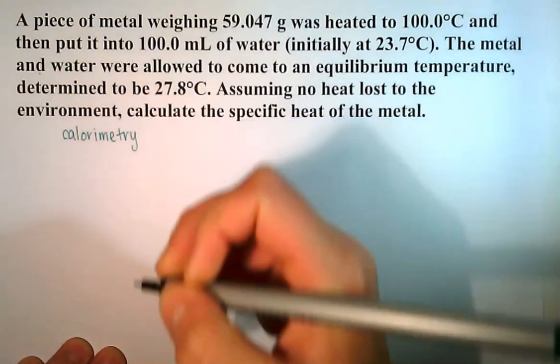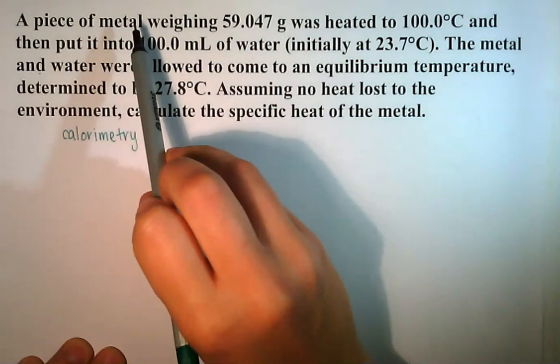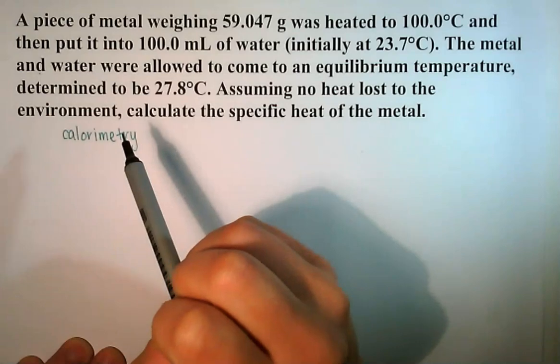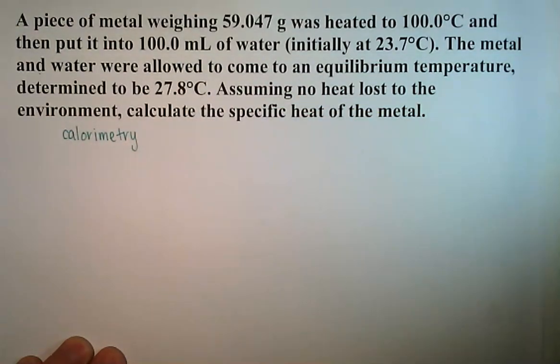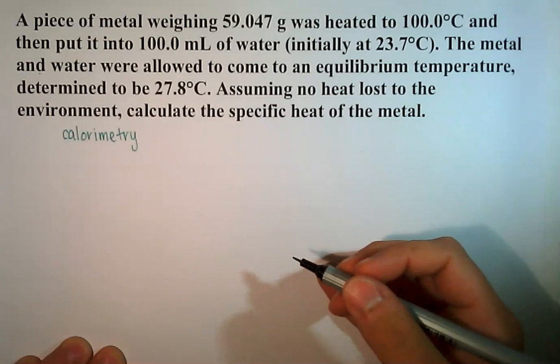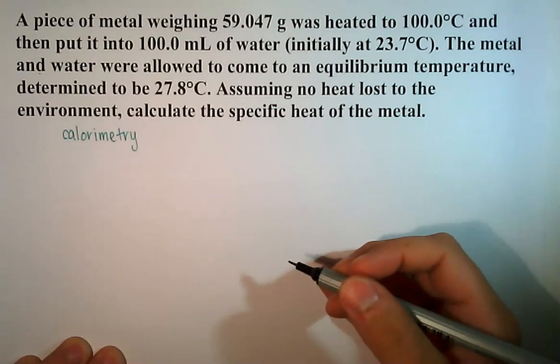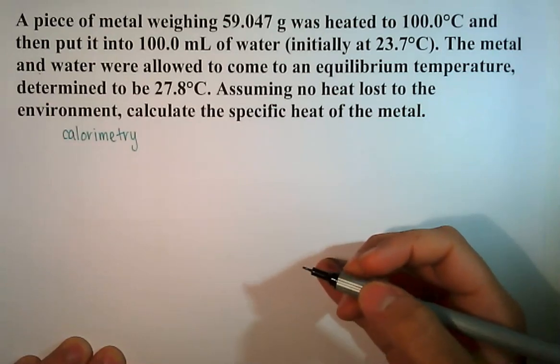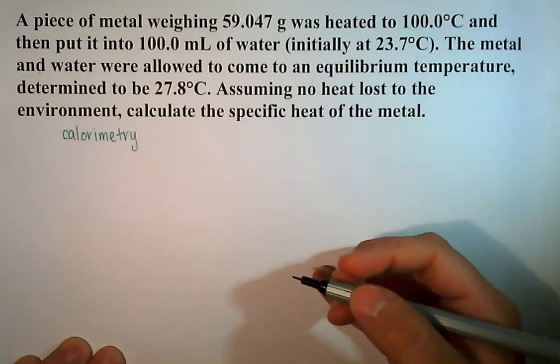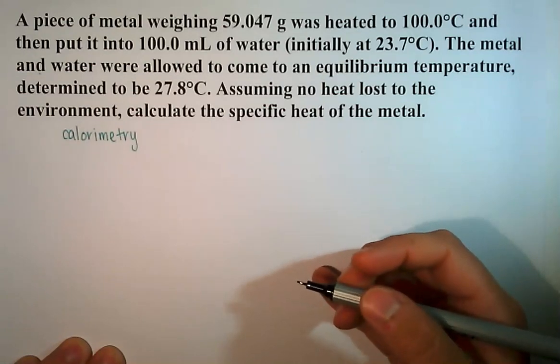Calorimetry. So we don't know the specific heat of some substance, and so we take that substance after heating it up and drop it into water, and then we measure the temperature change of the water. We know the specific heat of water, so we can use this information to calculate, kind of backwards, the specific heat of our unknown object, which is oftentimes a metal.